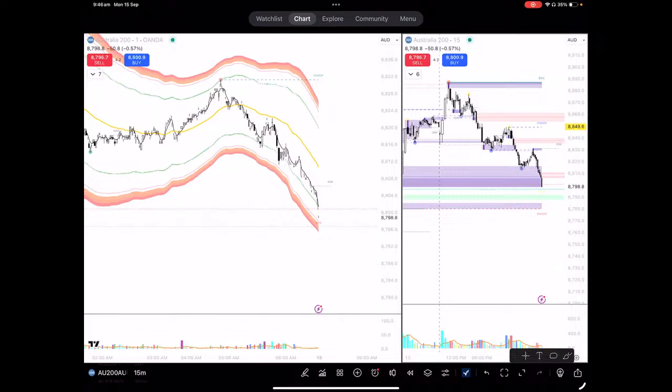I am using the instrument, which is the Australia 200 index. And this is the chart I use every day for my 30 days growth challenge. Let's start with the pre-analysis of the market.